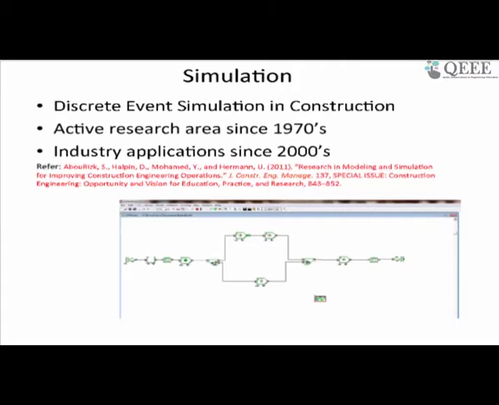I've given you a reference to a recent paper, which can give you a lot more information on simulation. But to put it very simply, I think this is not very clear.